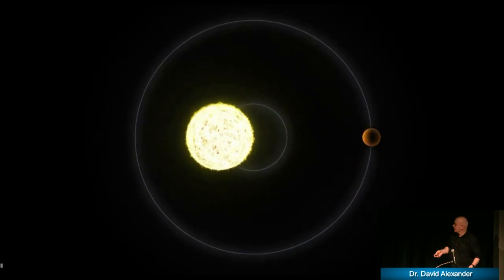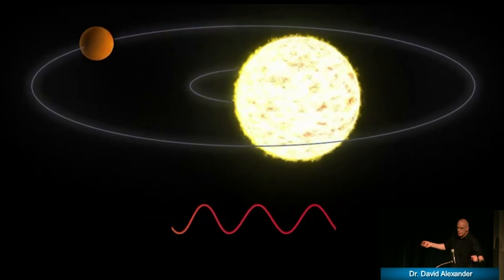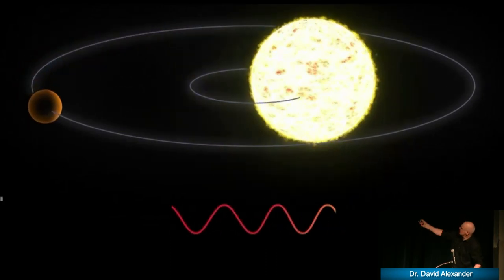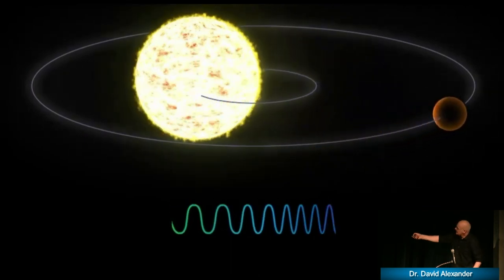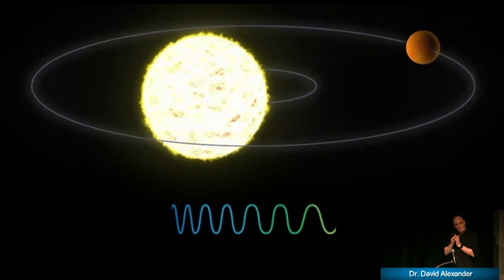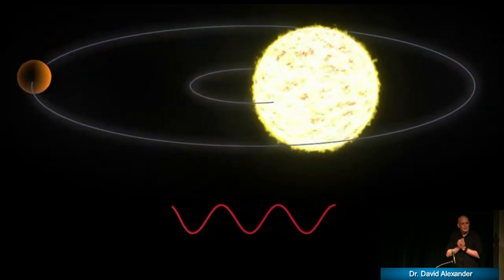That's known as the Doppler effect, and it works with light as well. When the star is moving away from you, the observer, it stretches out the light waves. That's called a redshift. When the star is moving towards you, it bunches up the light, and that's called a blue shift, because it's making the wavelength shorter.